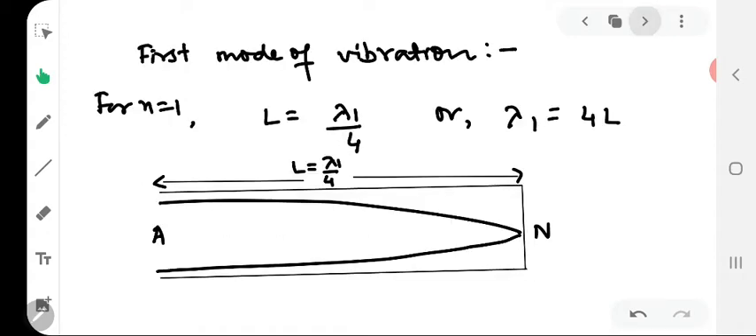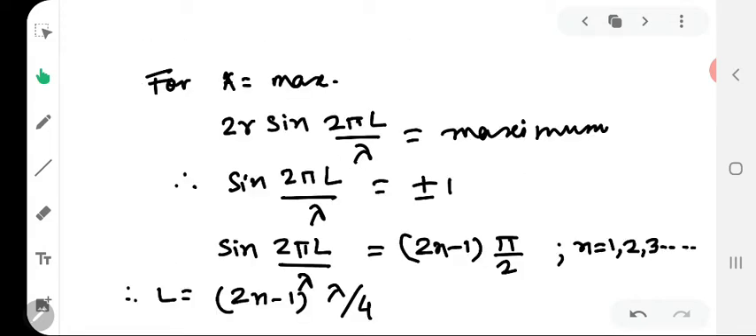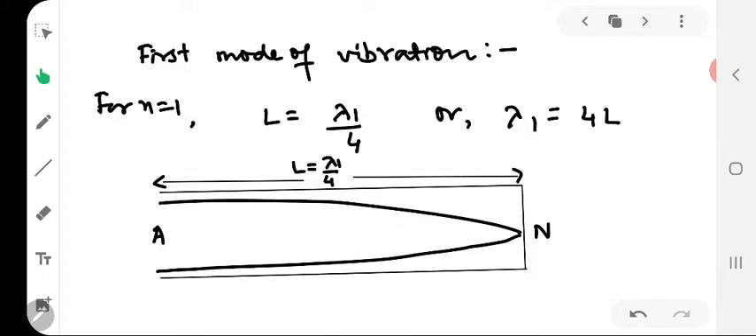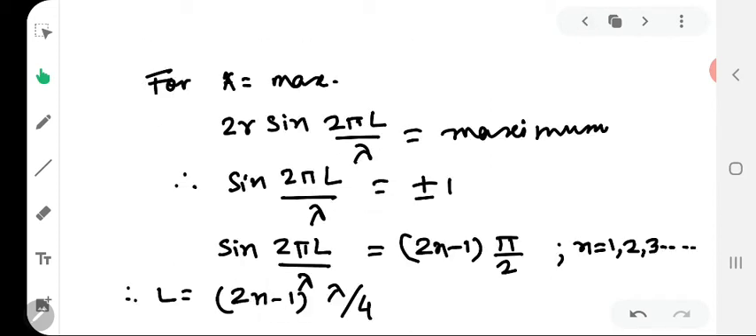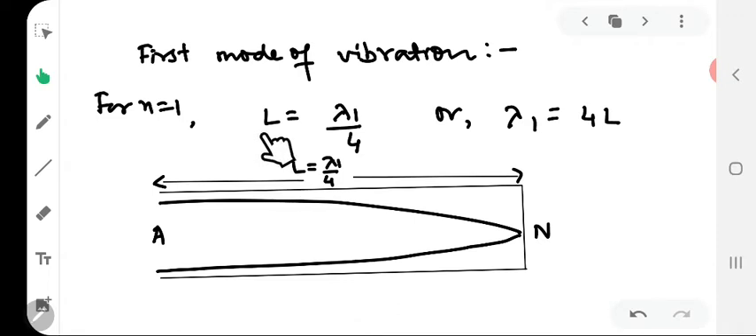So let's begin with the first mode of vibration, that is for n equal to 1. Corresponding to n equal to 1, this equation is going to give the first mode of vibration in case of a pipe closed at one end and open at the other. So if lambda 1 is the wavelength of the standing waves set up corresponding to n equal to 1, then we get L equal to lambda 1 by 4. We simply substitute n equal to 1 in this expression, and this will give us L equal to lambda 1 by 4, or we may write lambda 1 equal to 4L.